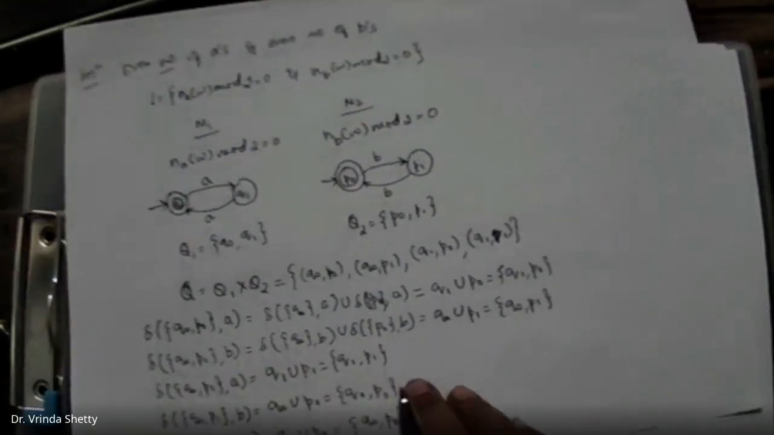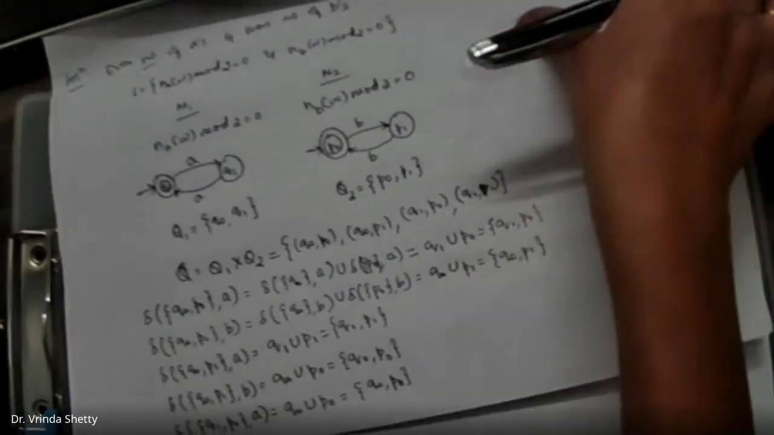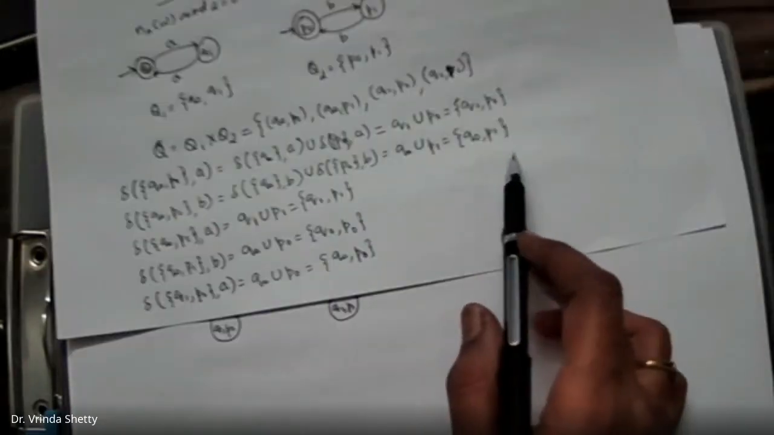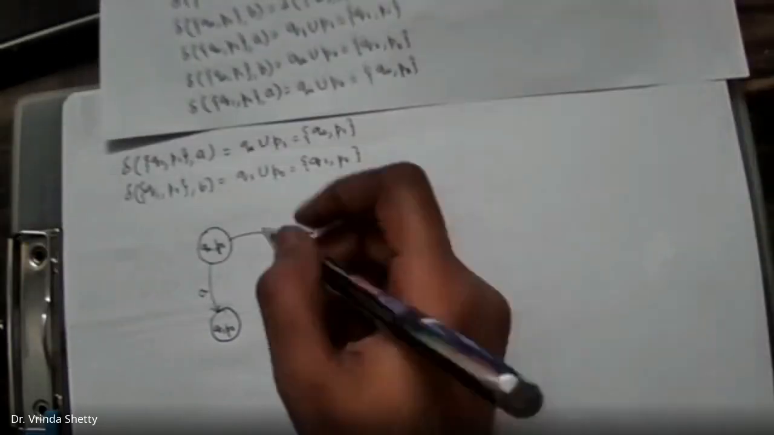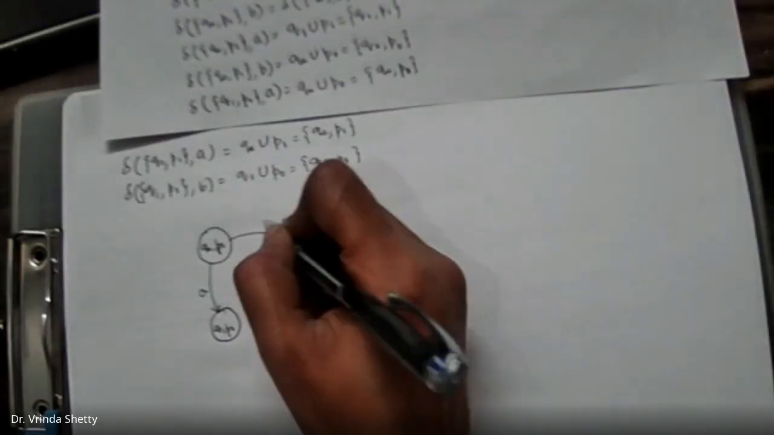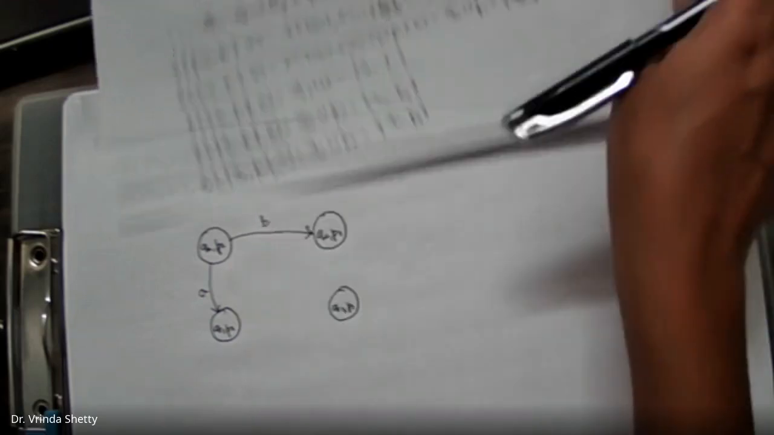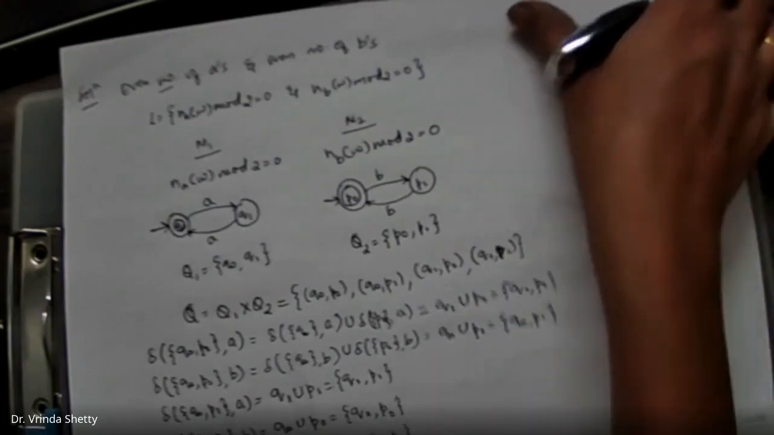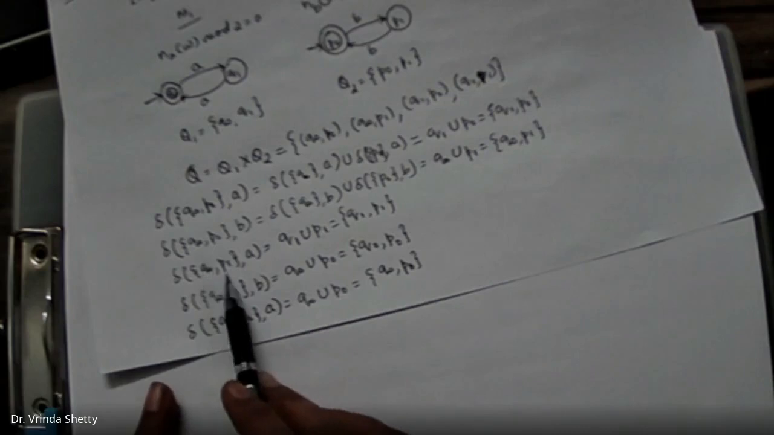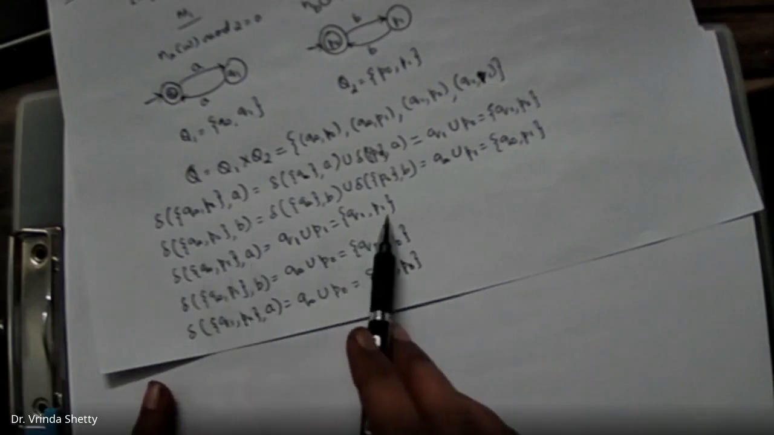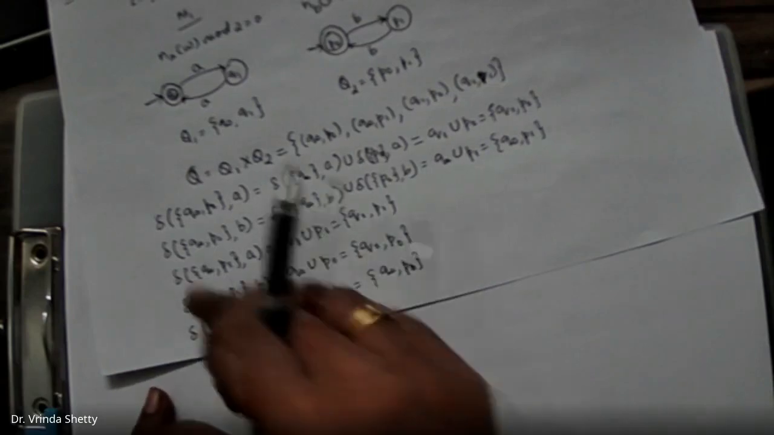Next, Q0 P0 on B, which state is it going to? Q0 P0 on B, it is going to Q0 P1. Next, Q0 P1 on A, it is going to Q1 P1.